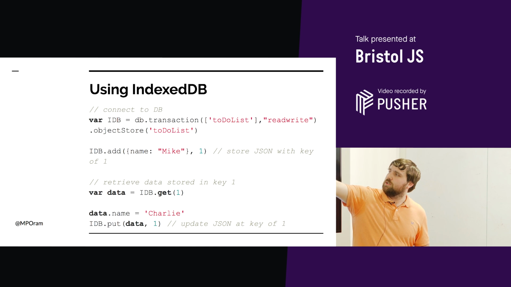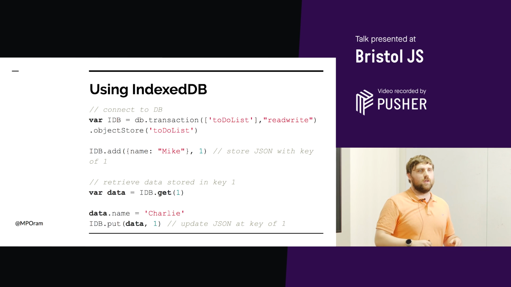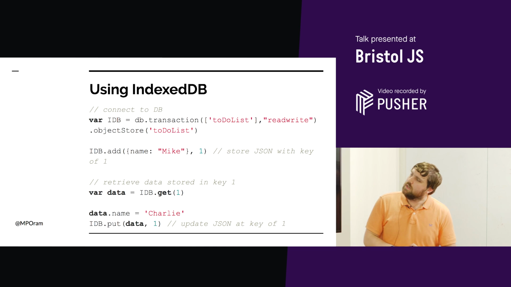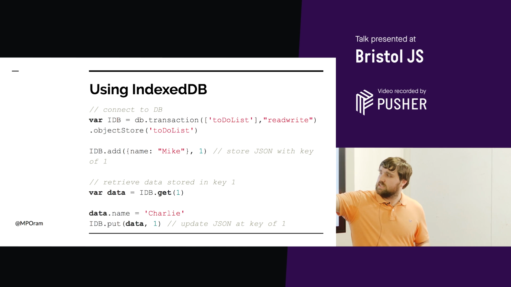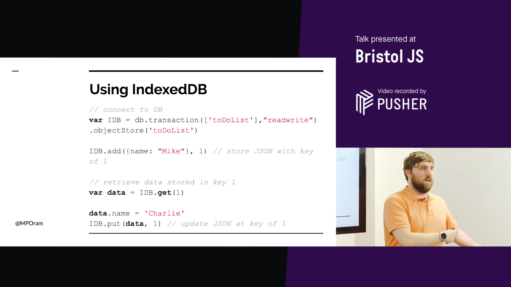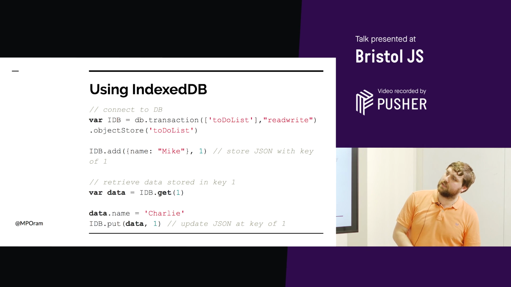When you call add, you can specify the key as the second argument. So you can say store this in key 1, or you can just omit the key and it will auto-generate in the next row. Then to get the data back out, it's literally just get, key, done. There you go. There's the data next to that key.